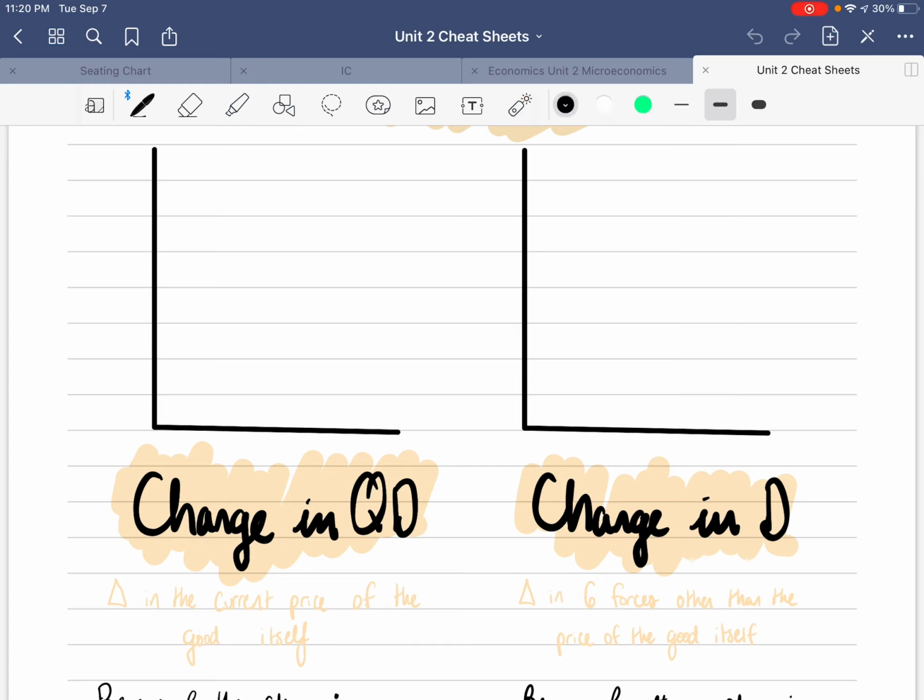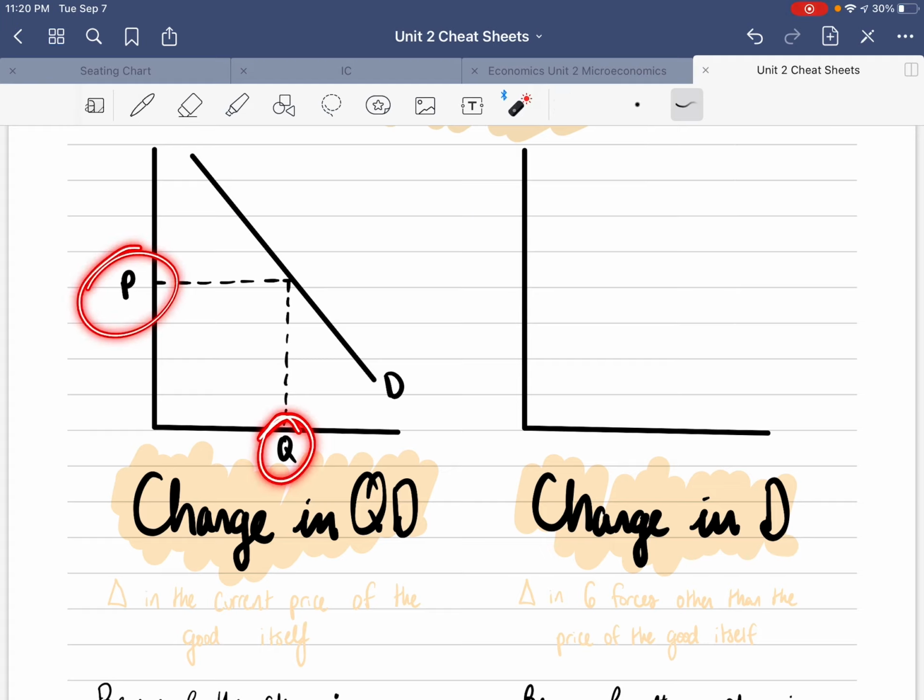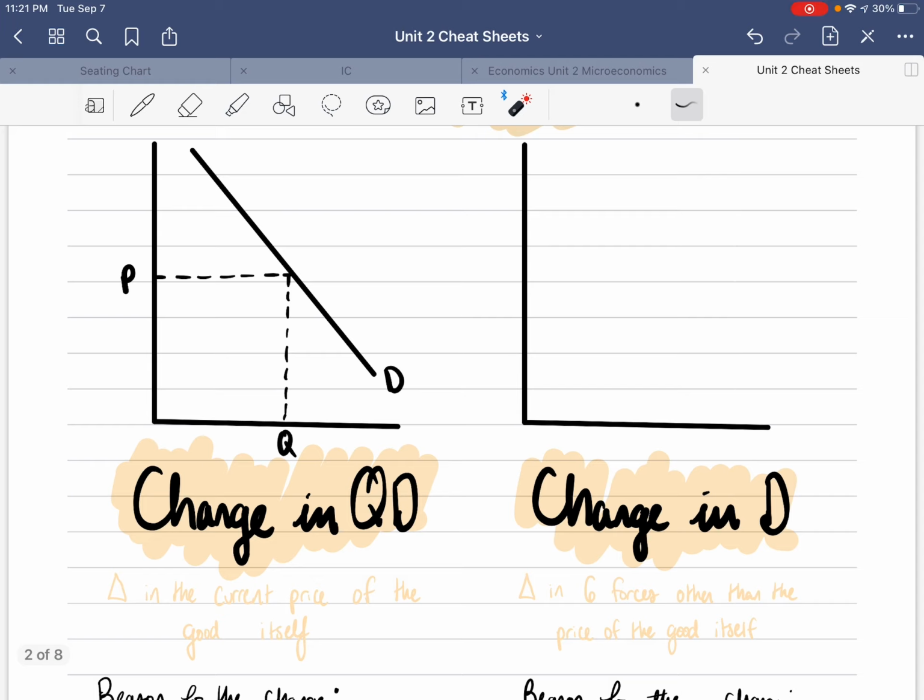So the first thing we start with is a downward sloping demand curve. Label it with a D, okay? We start with an equilibrium price. P goes on this side, and quantity goes here. So price is how much things cost. Quantity is how much we will demand of those things, okay? So there's only two ways prices can go, right? Prices can go up and prices can go down.